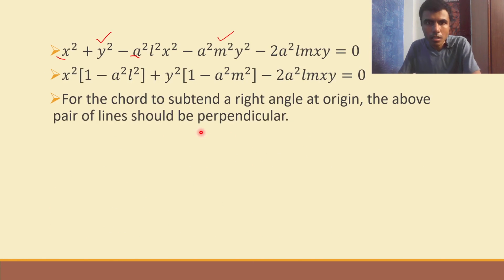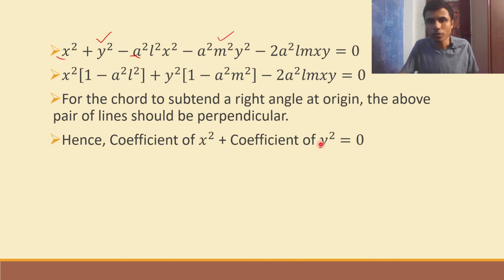Fine. Now next, hence coefficient of x square plus coefficient of y square must be 0. You might have learned, right? A plus b must be 0. Cos theta formula is mod a plus b by under root a minus b whole square plus 4h square, and if theta is 90 degrees, that means cos theta is 0. That means a plus b is 0. That means coefficient of x square plus coefficient of y square is 0.